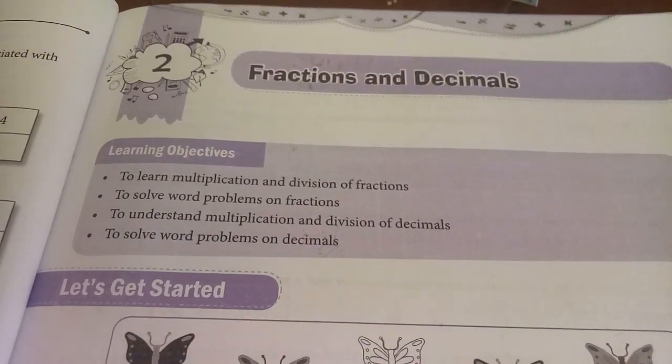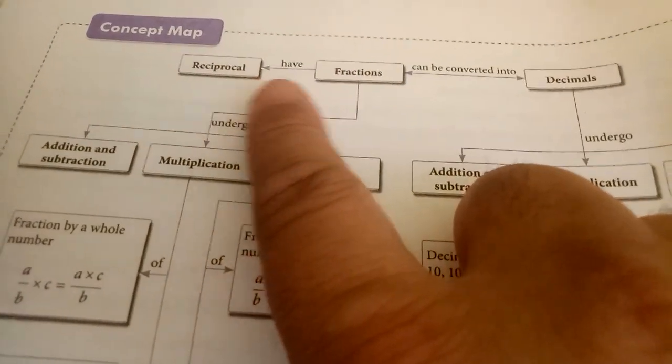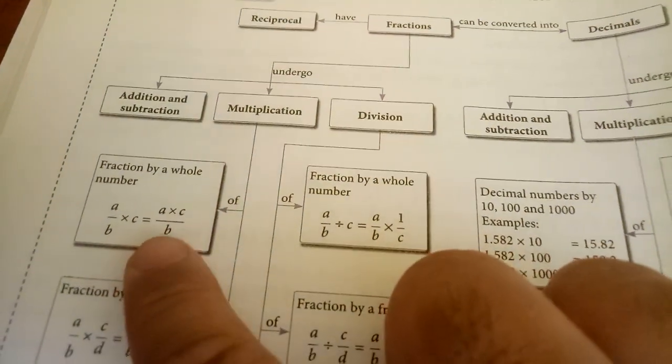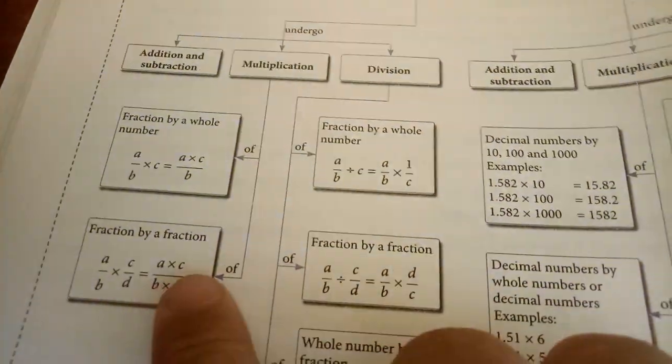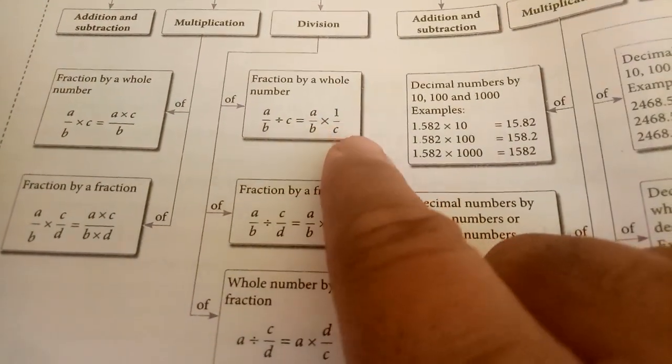Chapter 2: Fraction and Decimal. A fraction can be converted into a decimal, and it has a reciprocal. Fractions undergo addition, subtraction, multiplication, and division. Multiplying a fraction by a fraction: a upon b multiplied by c upon d. Multiplying a fraction by a whole number: a upon b multiplied by c. Dividing a fraction by a whole number c: a upon b multiplied by 1 upon c.